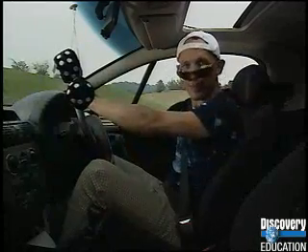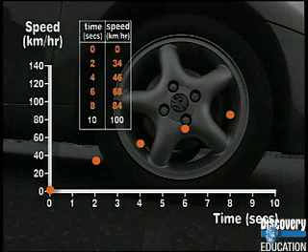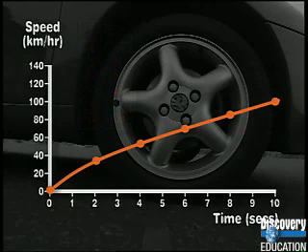Now this is where the clever bit comes in. If we plot these points on a speed-time graph, speed on the vertical axis and time on the horizontal axis, we can work out acceleration by measuring the gradient of the speed-time graph at any point.